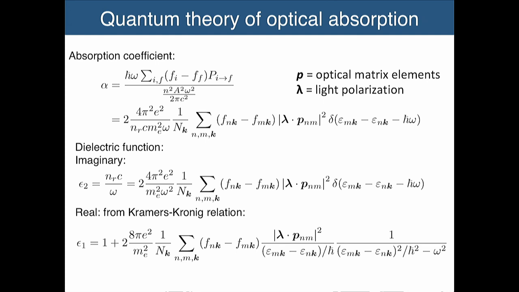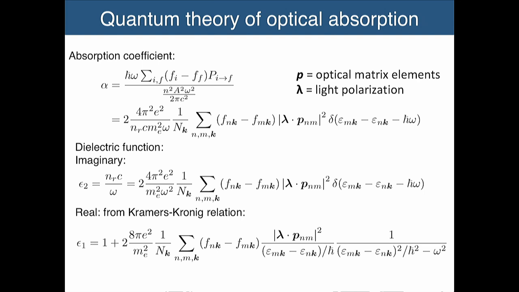But also you need to take into account the polarization of the light you're sending in. For plane wave polarized light, the polarization lambda is, say, along the x or the y or the z direction, so you correspondingly take the x or the y or the z component of the momentum operator. Now you have to multiply by the energy-conserving delta function, so your final state has to be the initial state plus the photon energy. This acts like a density of states. The more states you have, the more probable it is to absorb the photon.